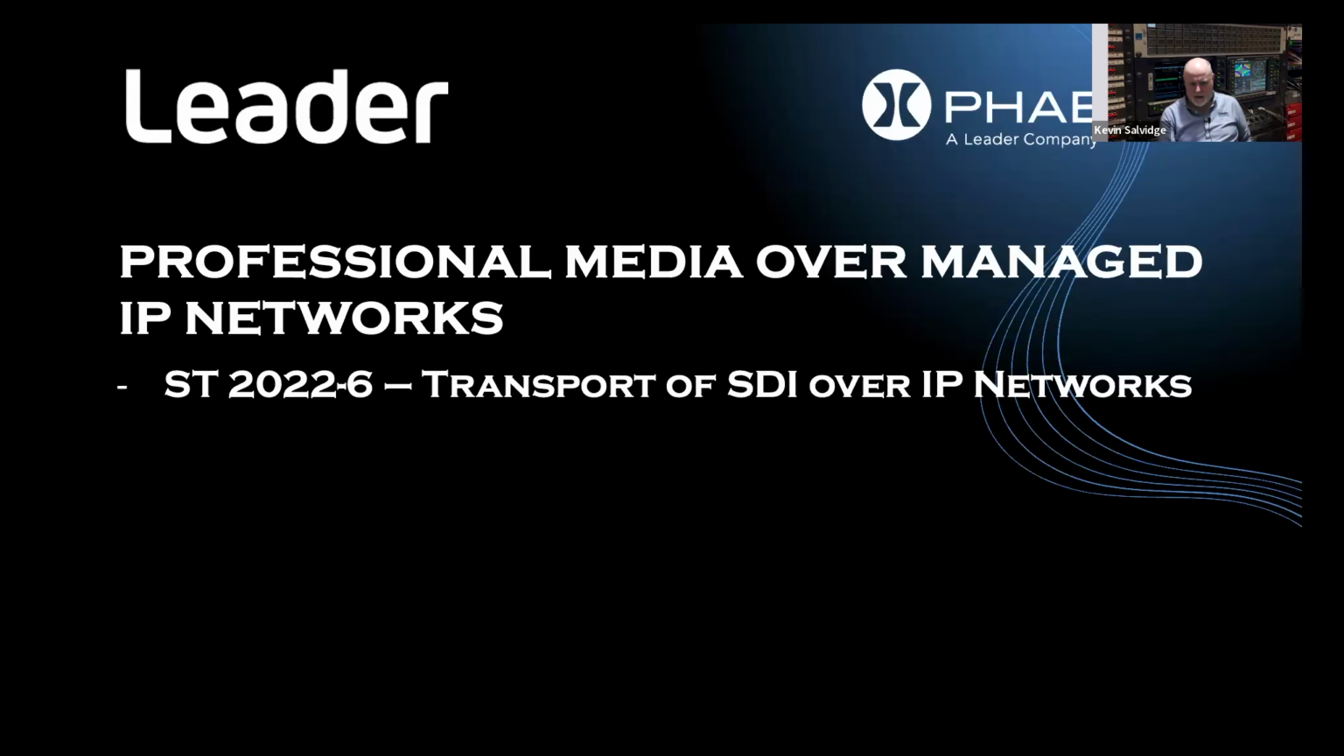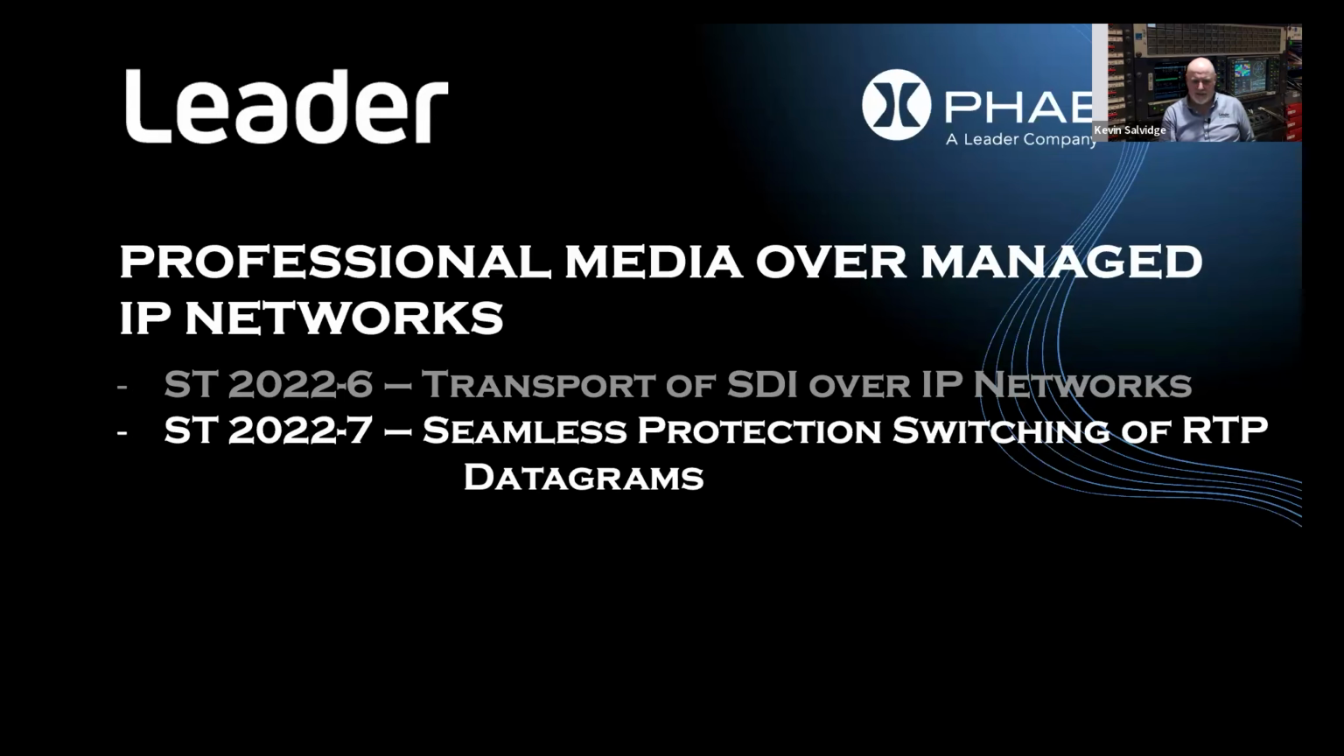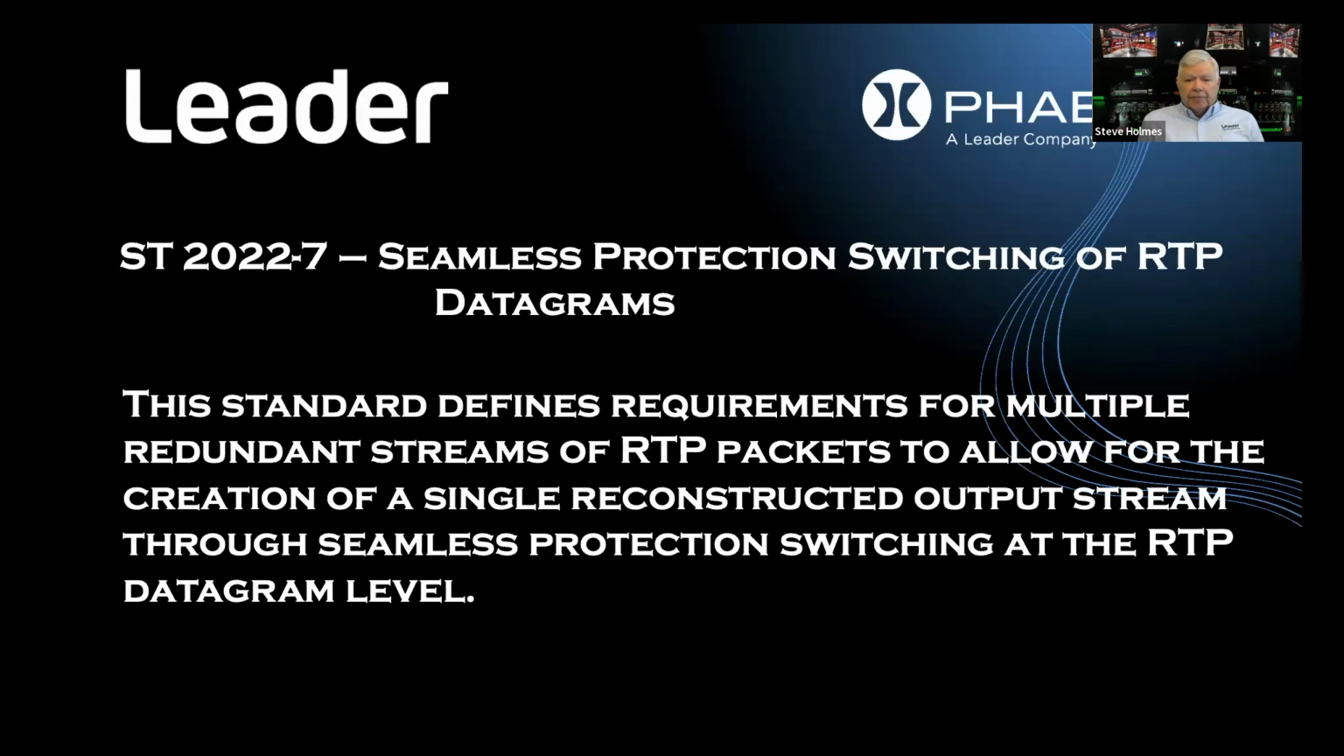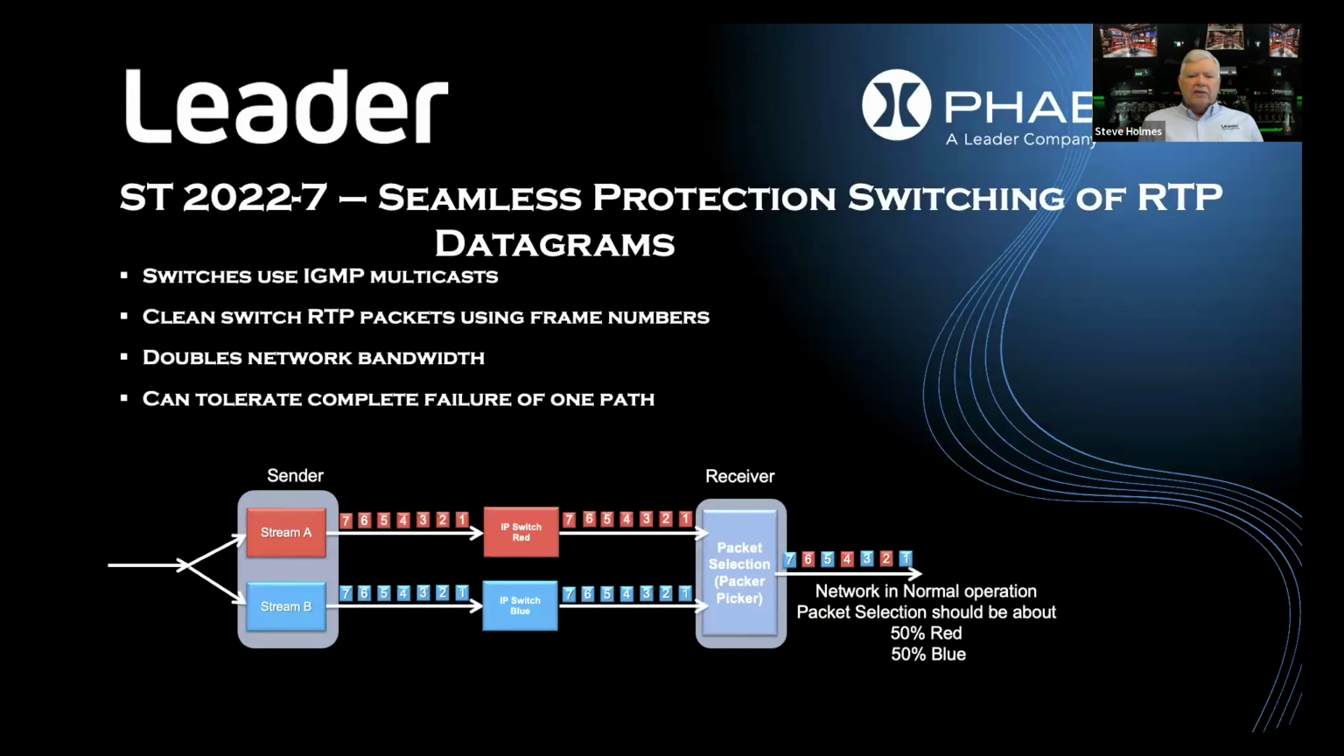The other one, 2022-7, seamless protection switching of RTP datagrams. And it deals with the whole reason we end up with typically what we're calling today red and blue networks. And it gives us the ability to cover that quarter packet that would be devastating if it got dropped. And it just seamlessly walks in and says, hey, if a packet's missing or out of time, I'm just going to take it from the other side. And it just sits there and goes back and forth.